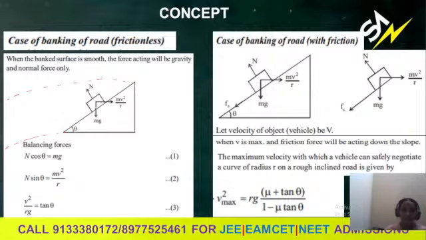So here, when the vehicle is on that banked road, this is the free body diagram. Here we are given the forces. So when the banked surface is smooth, no friction, friction will be zero. So the forces acting will be gravity and normal force only. So weight will act downwards, normal reaction will be perpendicular to the surface of contact of car and road, and towards the center of the circle mv square by r.